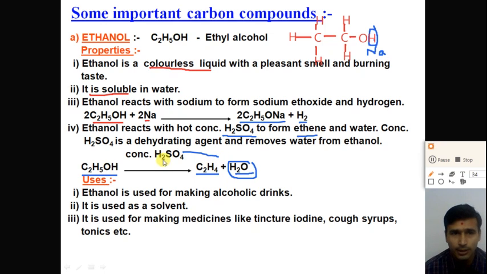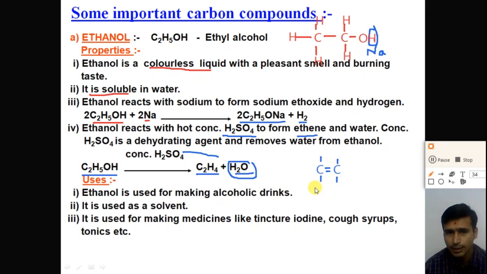So here the ethanol is converted into ethene, right? You know the structural formula of ethanol, and you also know the structural formula of ethene. What is the structural formula of ethene? Two carbon atoms, and in between these two carbon atoms a double covalent bond is there, and the other valency of the carbon atoms is fulfilled by hydrogen, right? So the formula of ethene is C2H4. This is the reaction of conversion of ethanol to ethene.